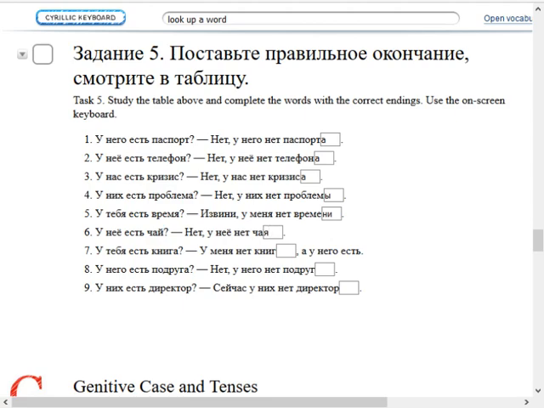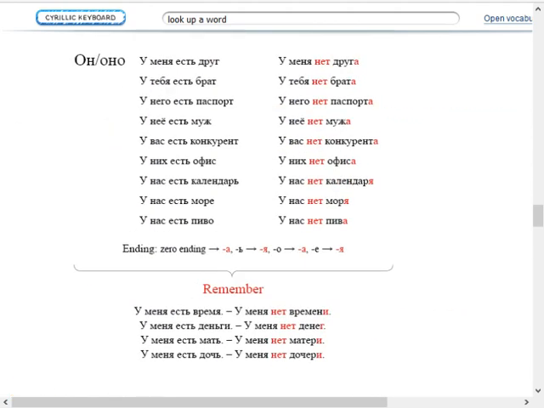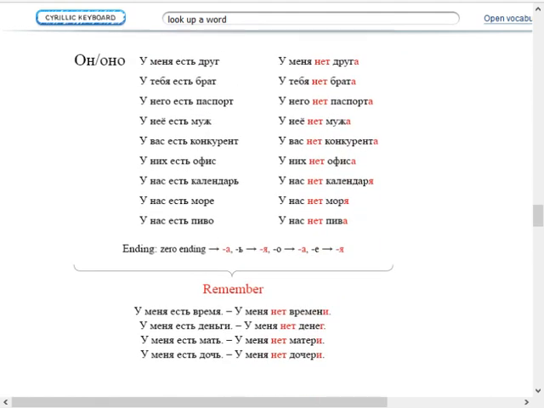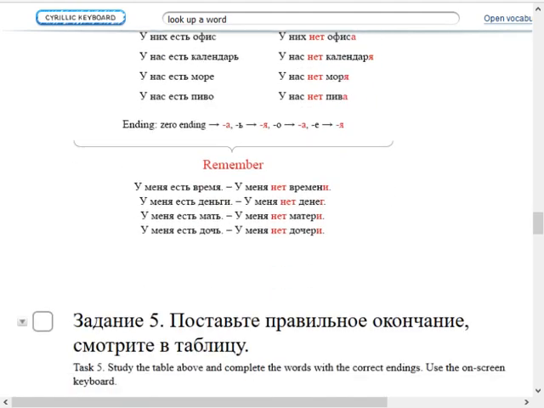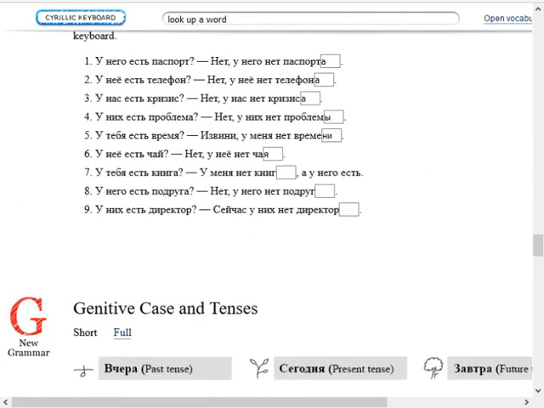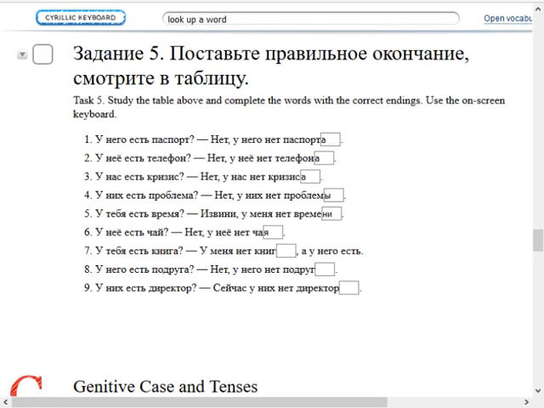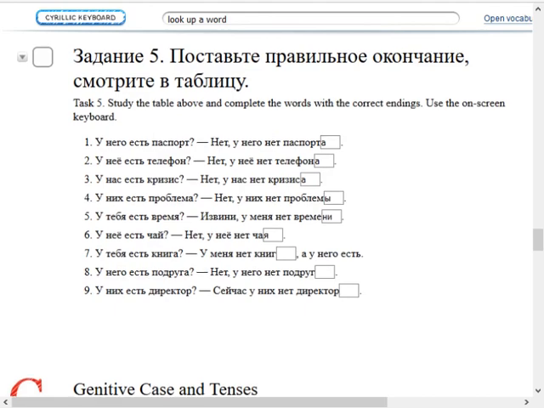Okay. I guess that's not too bad, but they don't even have something here that ends in that letter. So how are you supposed to know? Wow, that's really confusing. If you've never seen these forms before, I don't really know how they expect you to know that. Anyway, okay. У тебя есть книга? Do you have books? У меня нет книг.